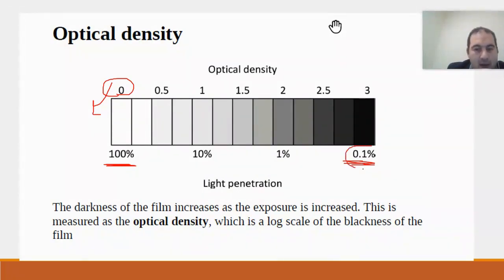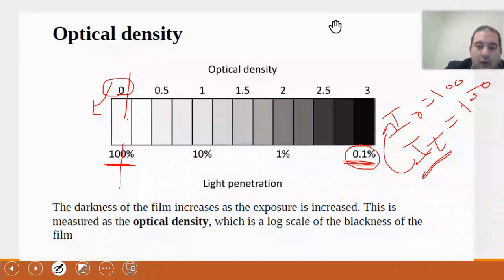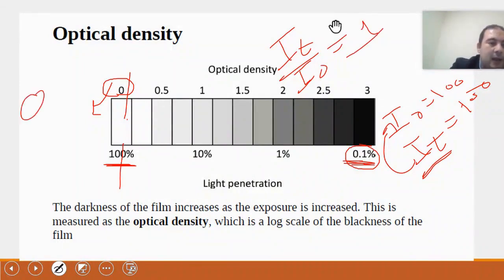So this story relies on the I note of the already known source of radiation. Let's assume it is 100 photons, and for any transmitted photons, you take your detector and measure the light photons that will pass through here. In this case, you say that the transmitted photons came out to be, for example, 100%. So I transmitted over I note, this is called transmittance, equals 1. Now, the optical density is the logarithm.